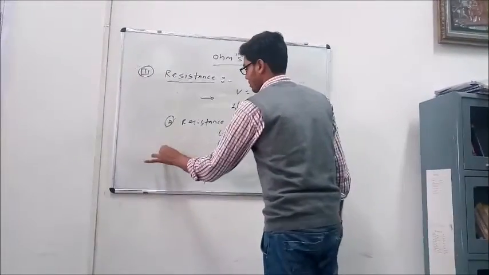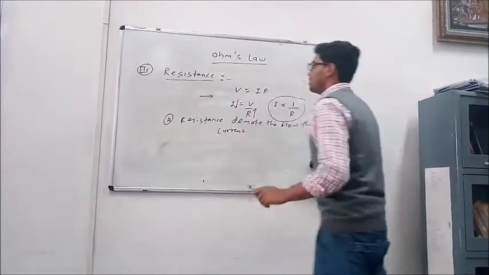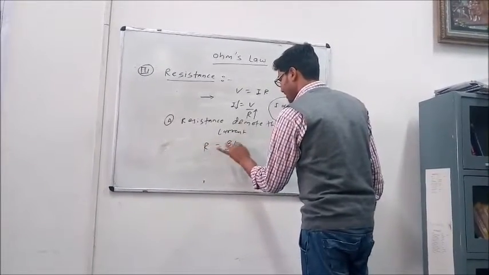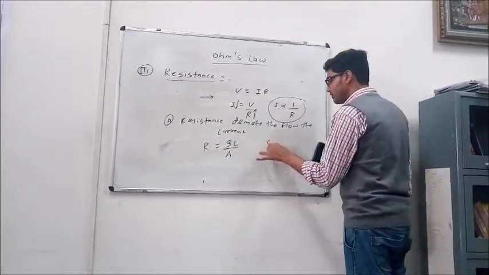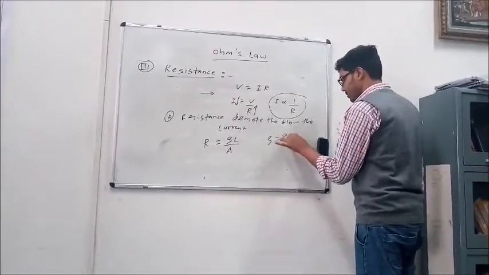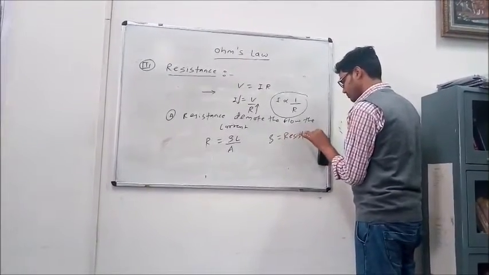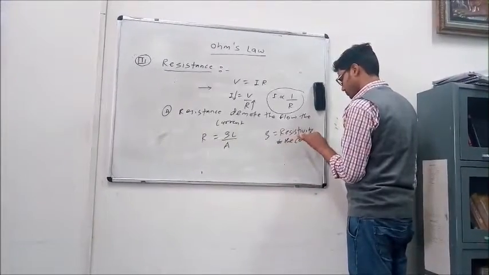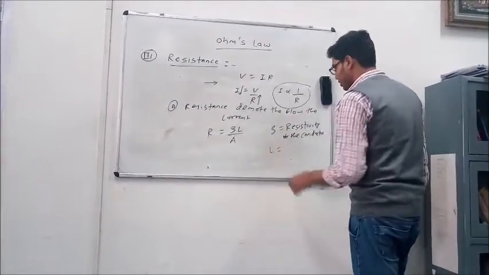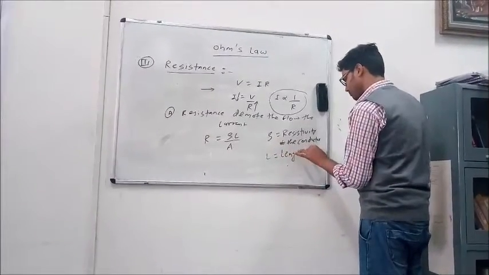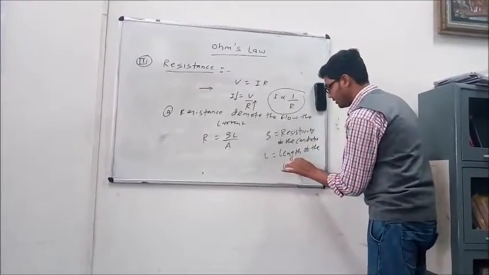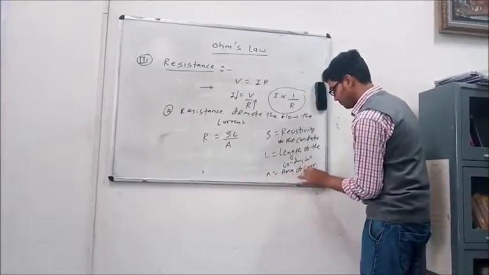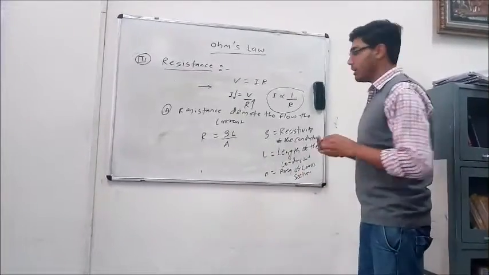If we talk about resistance, it depends on three quantities: rho, L, and A. Rho is the resistivity of the material or the conductor, L is the length of the conductor, and A is the area of cross section.